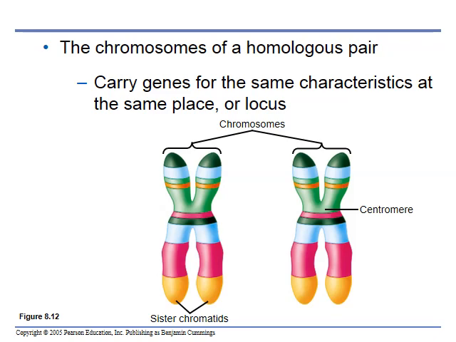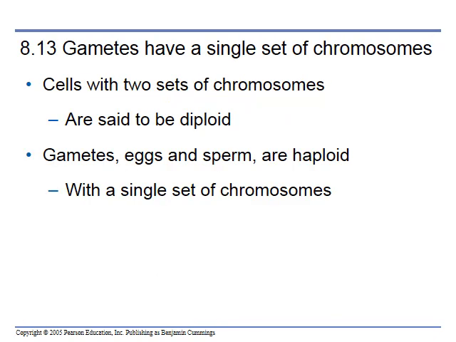All right, so here are your homologous pairs. And they carry genes for the same characteristics at the same place. So maybe right here, this is your mom's gene and this one's from your dad. And right here would be eye color, let's just say. And maybe that's blue eye color from your mom, and over here you have brown eyes from your dad. They're going to match up at the same spot. Those spots are called loci, or a locus singular, but loci for plural. And you can see in the homologous pairs they're going to match up, and that's really important when we get to crossing over.